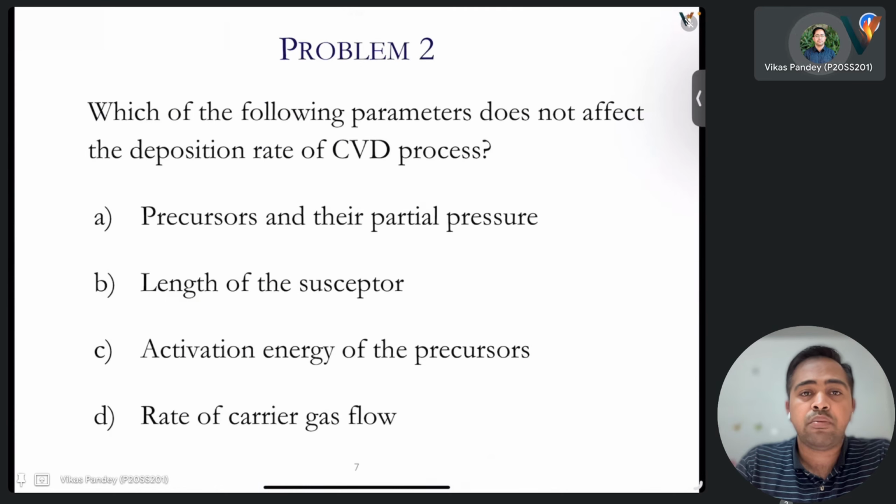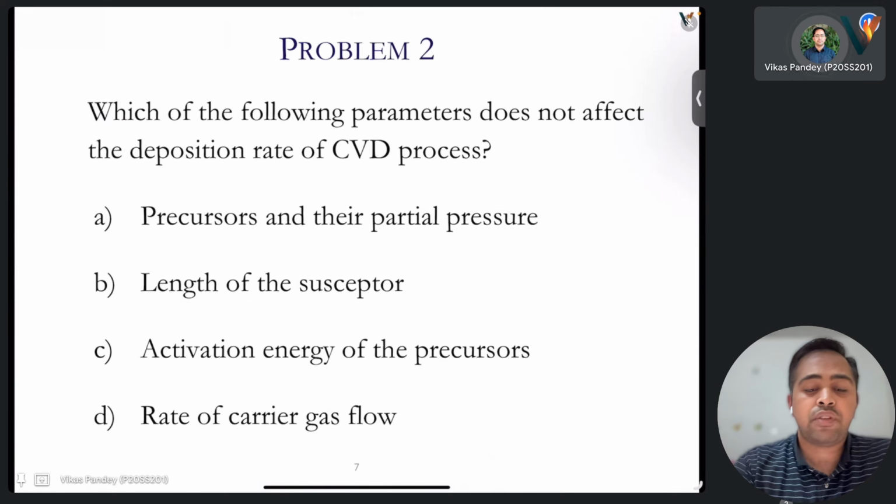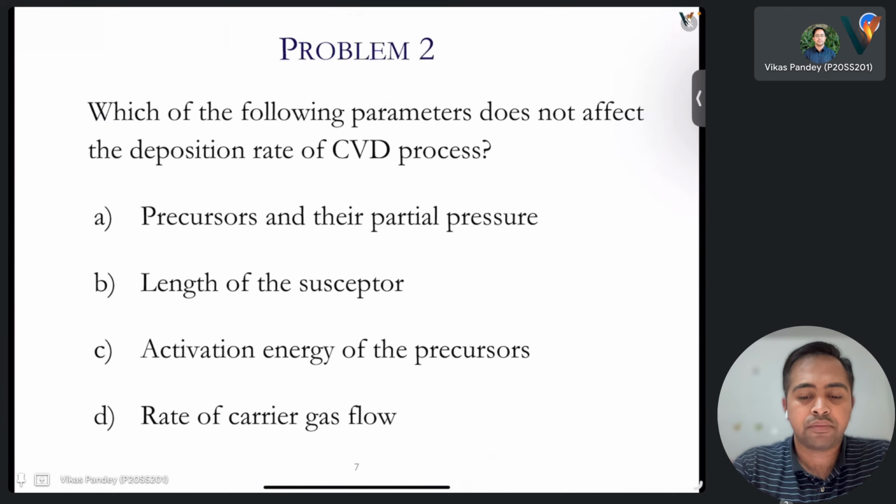Okay, now let's come to problem 2. Which of the following parameters does not affect the deposition rate of the CVD process? Is it the precursor and their partial pressure, the length of the susceptor, the activation energy of the precursor, or the rate of carrier gas flow? Anyone?